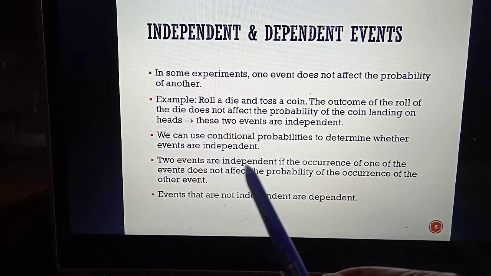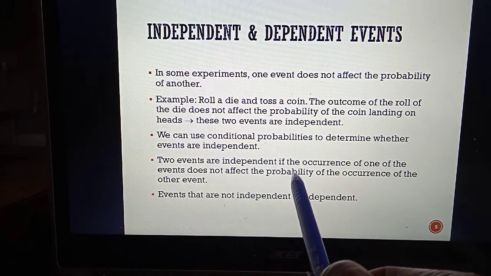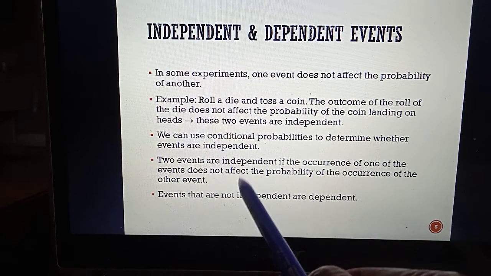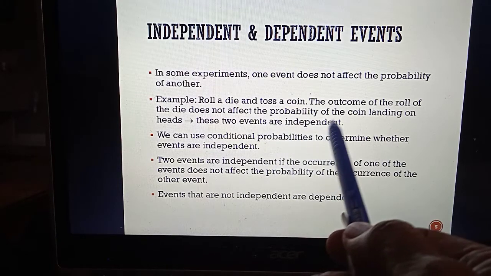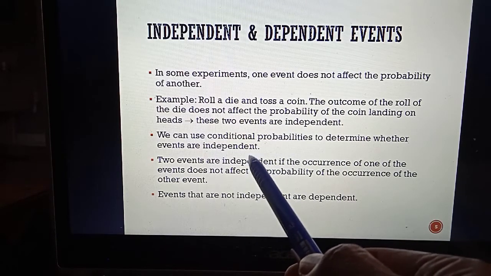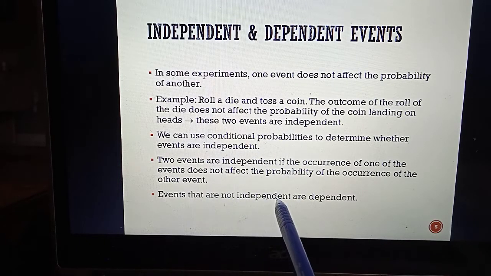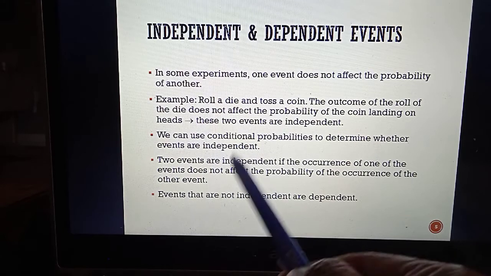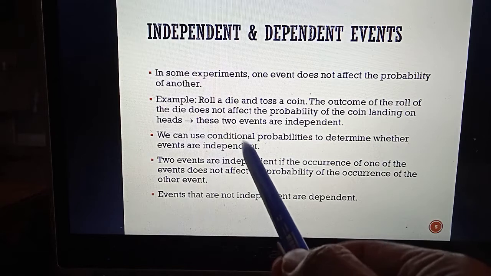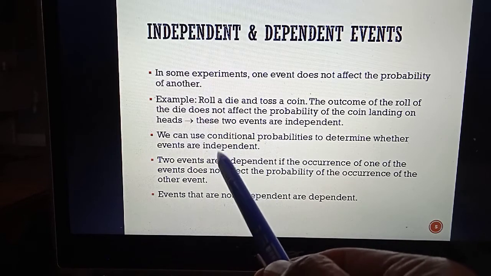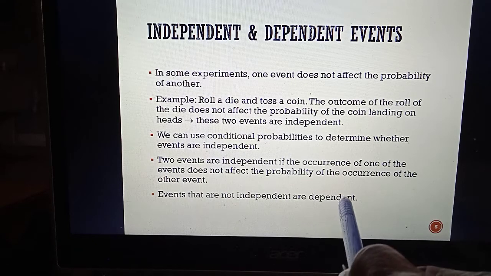The two events are independent if the occurrence of one of the events does not affect the probability of the occurrence of the other event. So this is the same as the example. Okay, the two events are independent because their results do not affect each other. So events that are not independent are dependent. Meaning the result of the second experiment is influenced by the result of the first experiment. These are called dependent events.